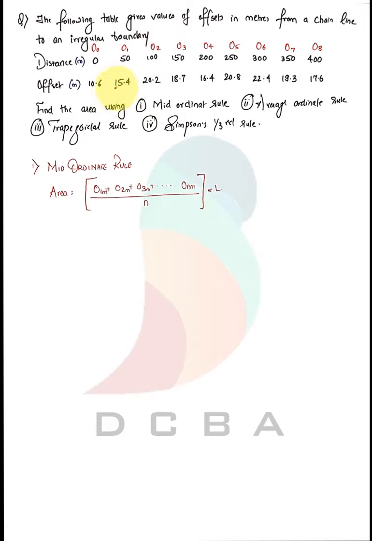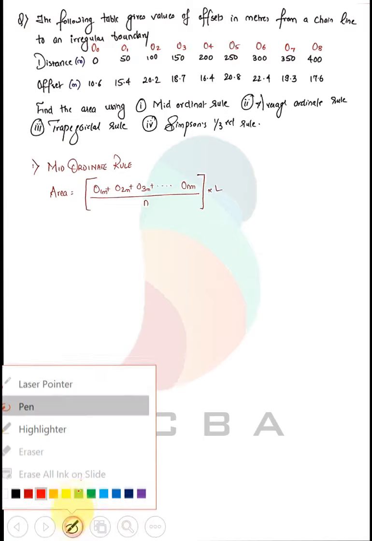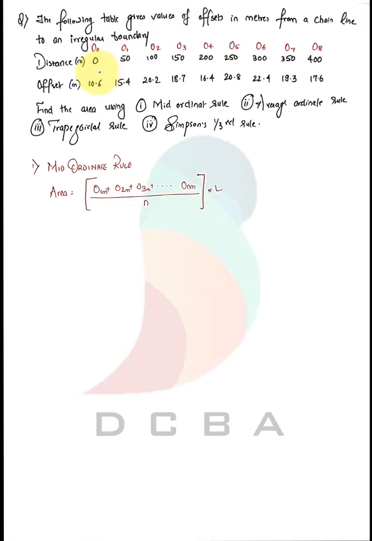So how to find the mid-ordinate between these two? This O1M will lie in between here. This O1M lies here, O2M, O3M, and so forth till ONM. So O1M will lie between O0 and O1, O2M lies between O1 and O2, O3M lies between O2 and O3. Same way this ONM lies between O7 and O8. So we need to find all these ordinates, and only after that we can apply this mid-ordinate rule.